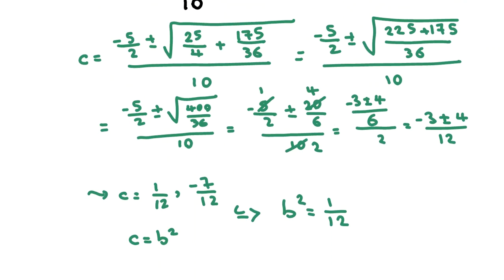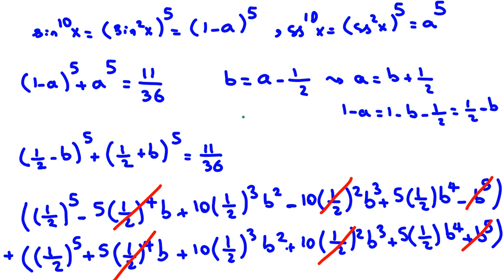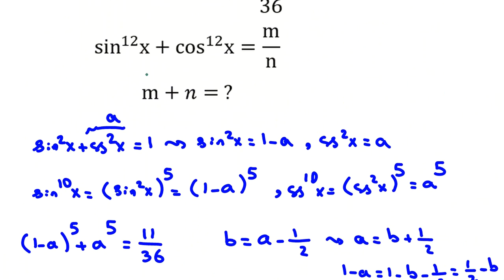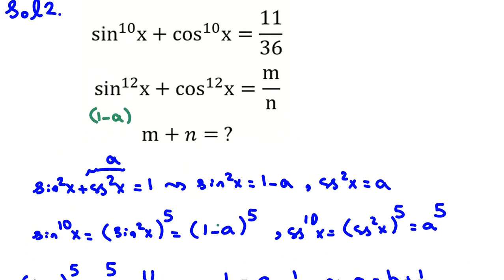Now we should calculate what? Here we said b was this number. If we use the same thing for this part, we can say sine squared x is 1 minus a. So it is 1 minus a to the power of what? For sine 10x, we said 1 minus a to the power of 5. Here it is 1 minus a to the power of 6. This one, because cos squared x is a, so for cos 12x, you should raise both sides to the power of 6, like here. It will be a to the 6 equal to m over n.